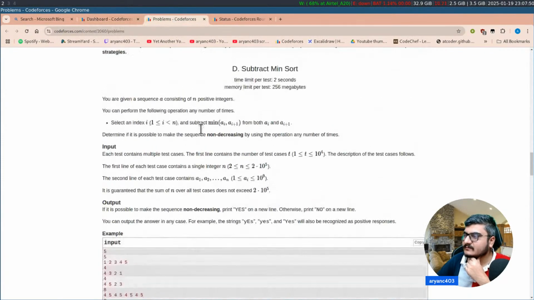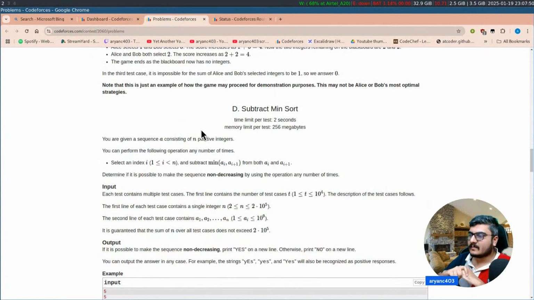So I think subtract means sort. You are given a sequence A consist.